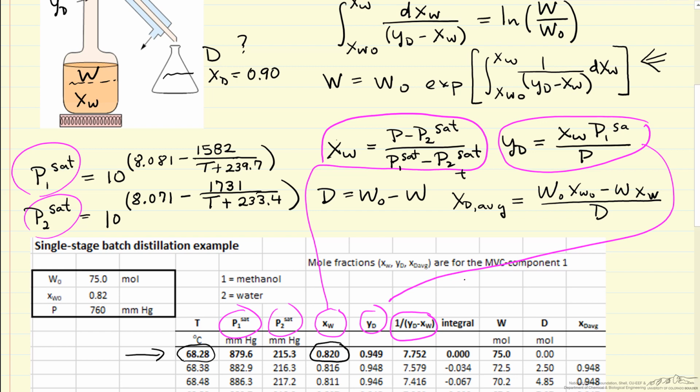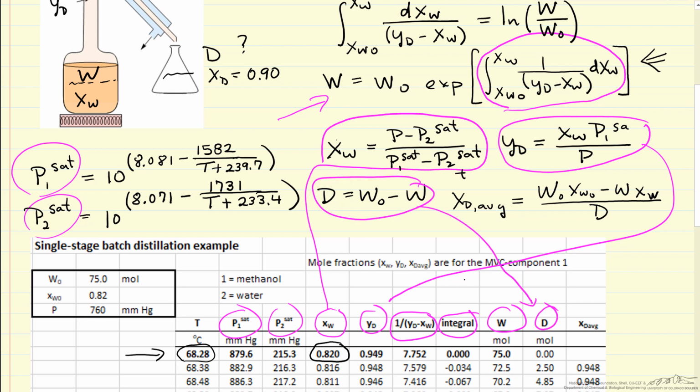This integral is this term here. Then W is this equation where we have the exponential times the starting value of W. D is just a mass balance, that's this equation that gives us D, and then XD, the average, is here. What I've done is step through in temperature and pick small enough step sizes, so I increase the temperature by 1/10 of a degree, because as distillation proceeds, the temperature is increasing as we remove the more volatile component.